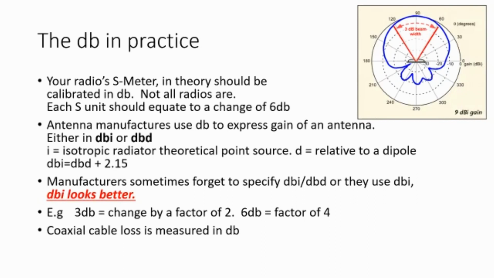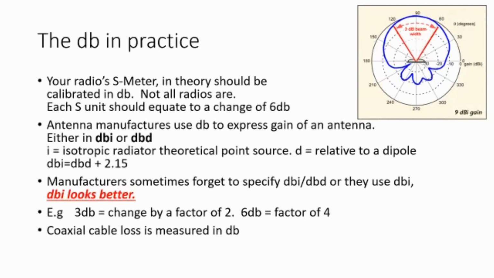dBi equals dBd plus 2.15. So manufacturers sometimes forget to specify dBi or dBd, but a lot of them use dBi because it looks better. If you've got two element Yagis, each with 3 dB gain, and you specify one with dBi, it becomes about 5.1 dBi against 3 dBd when it's referenced against a dipole. So it looks better.